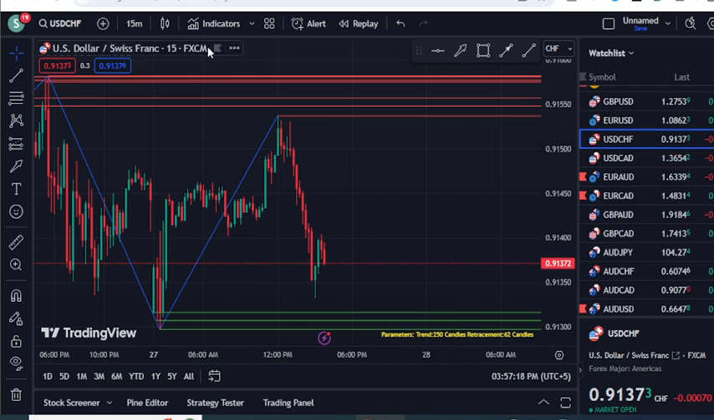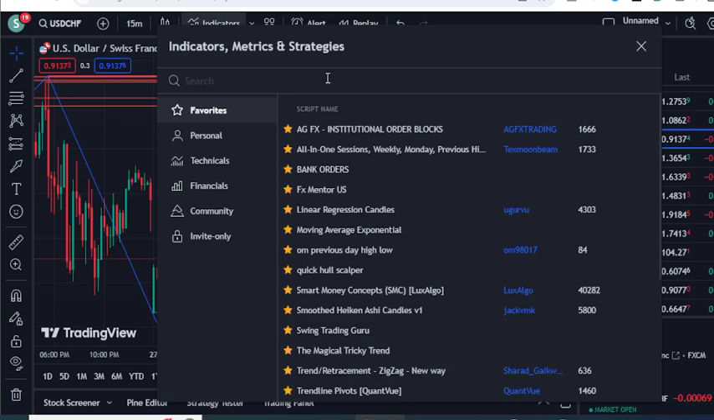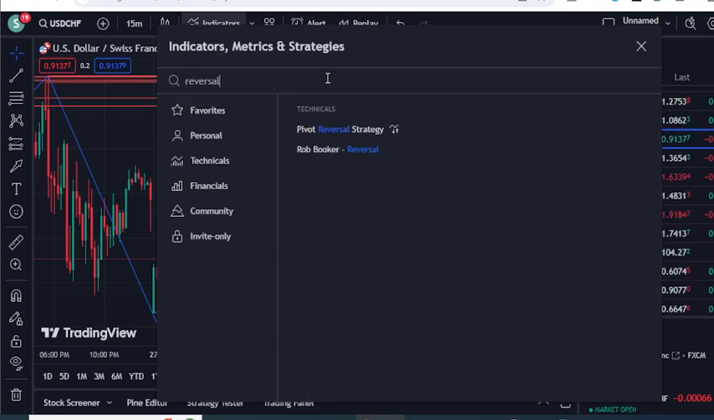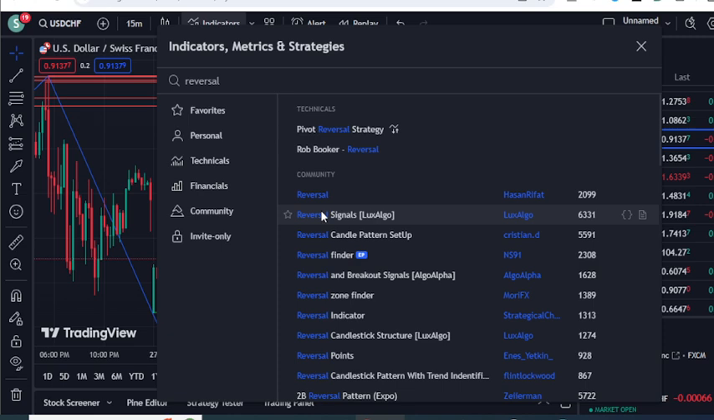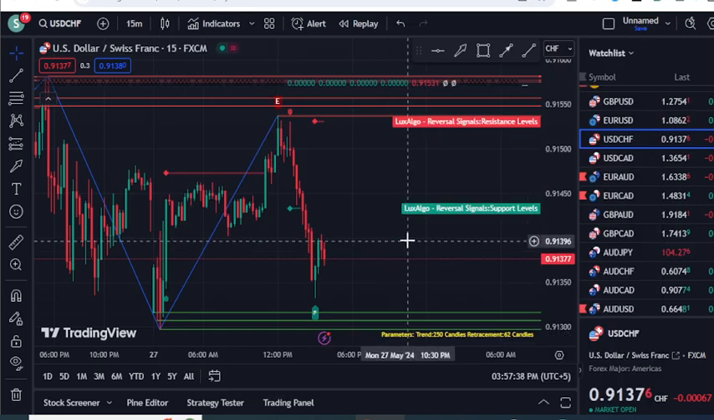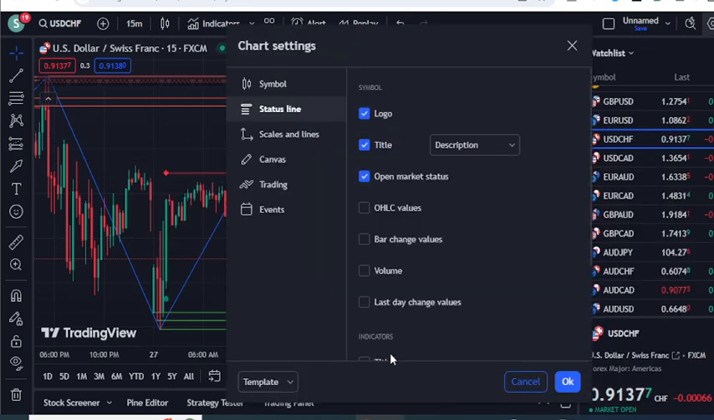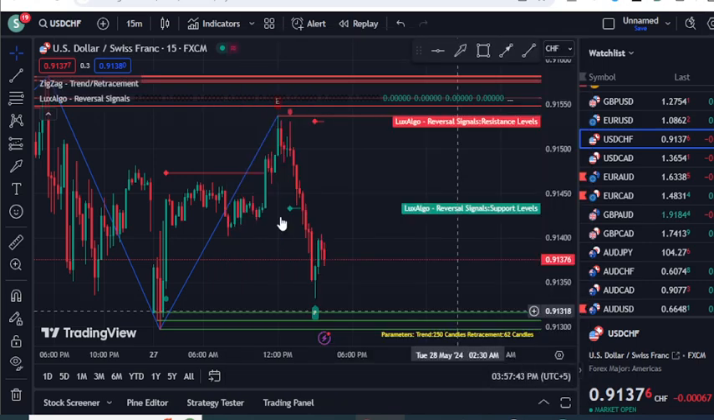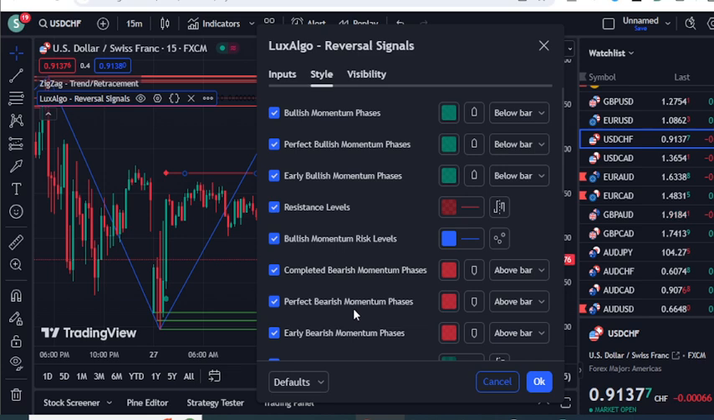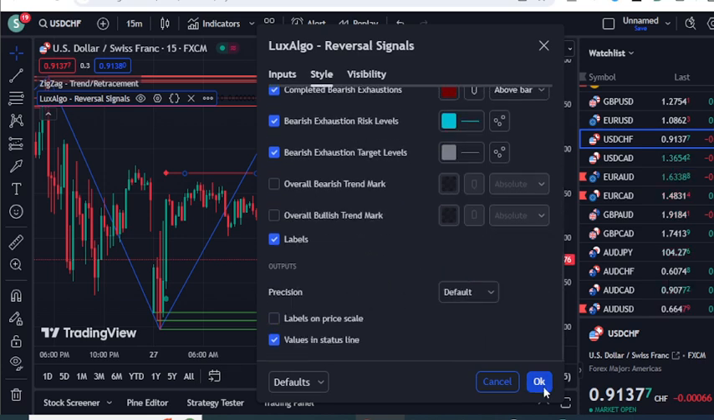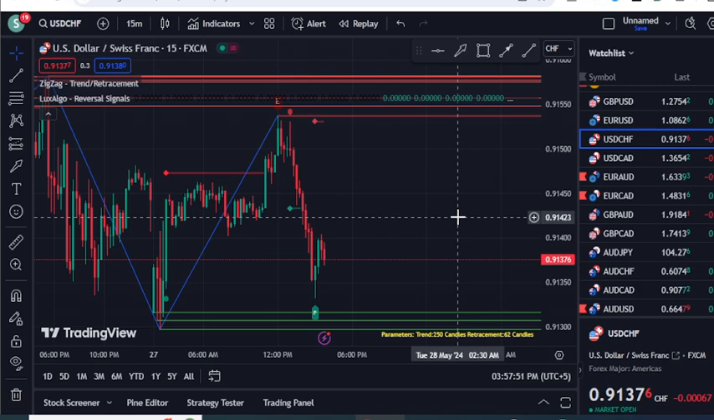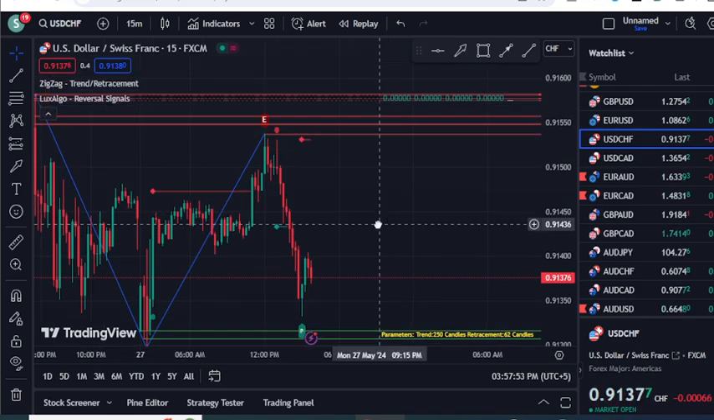Now guys, we are going to use the second indicator, which is very good, and we need to find reversals. When you write reversal signals on TradingView, this indicator will come, called reversal signals Lux Algo, and a huge number of traders are already using it. We are going to click that indicator, and we just need to change one important setting, otherwise the labels will be kept on the screen. I'm going to the settings and unchecking the labels, and now my trading setup is ready. We do not need to change any further settings of this indicator.